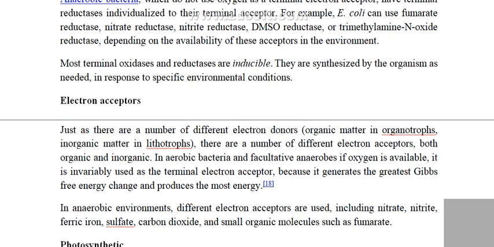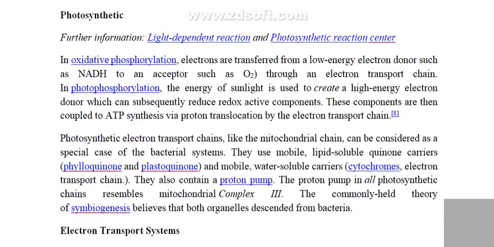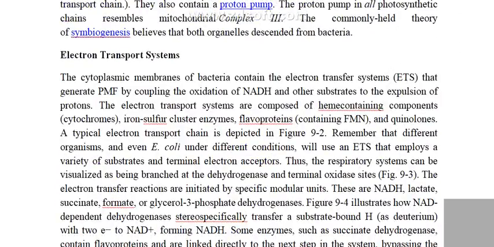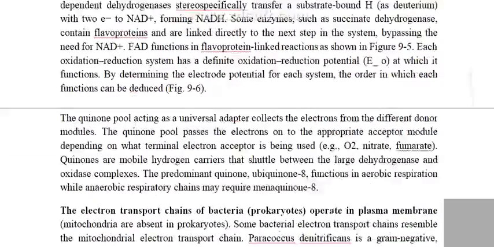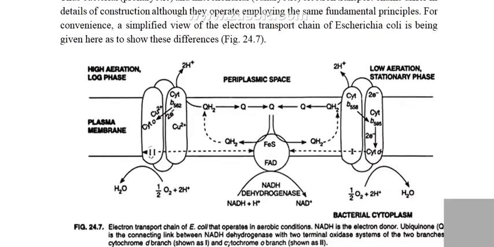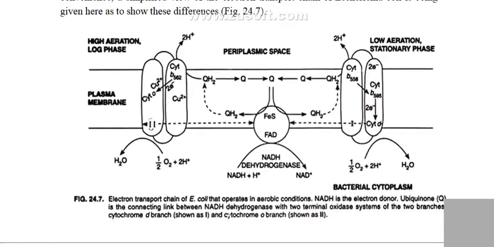So until now we have seen the electron acceptors and electron donors. Now we will see the diagrammatic representation of the bacterial ETC. You know that NADH, or NADH dehydrogenase, is donating the electrons, and these donated electrons are transferred to the ubiquinone. So this is QH2, ubiquinone.